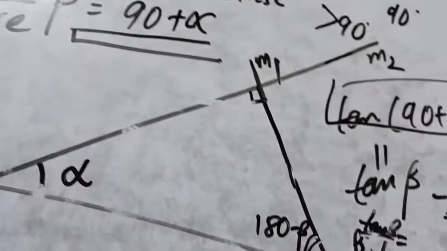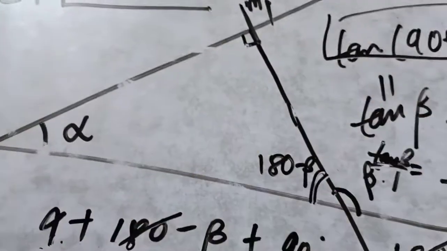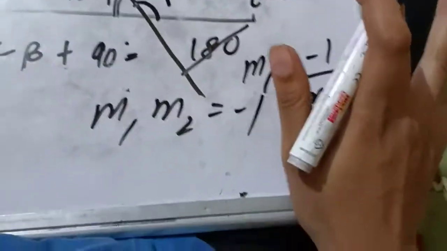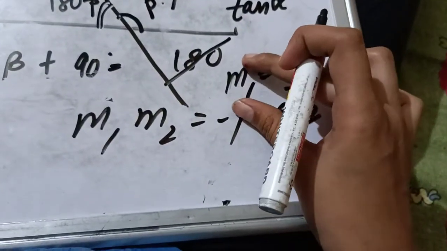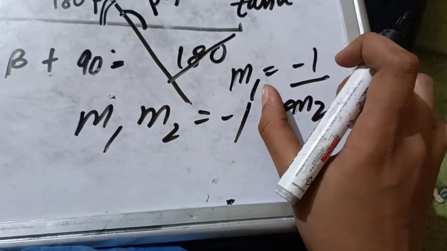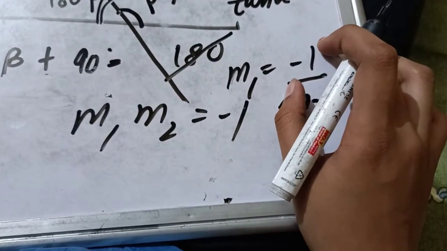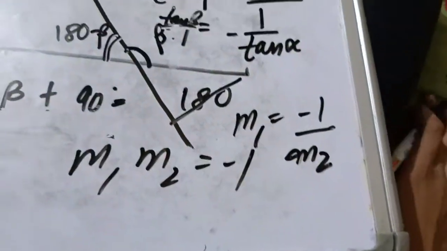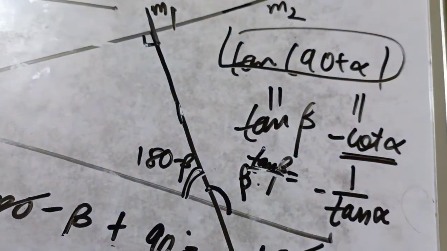Now we need to find the conclusion on why this minus sign. If we put any value of m1 and any value of m2, why do we get minus 1 only, and why not the positive one? Okay, all of these will be discussed in the conclusion.